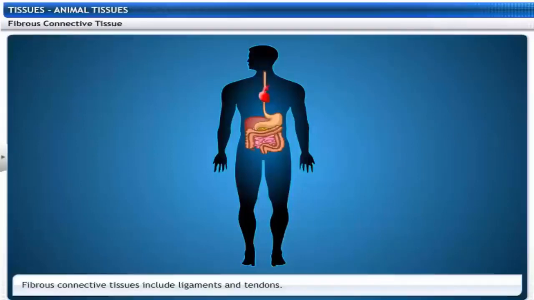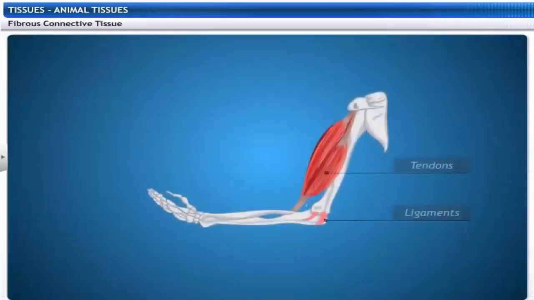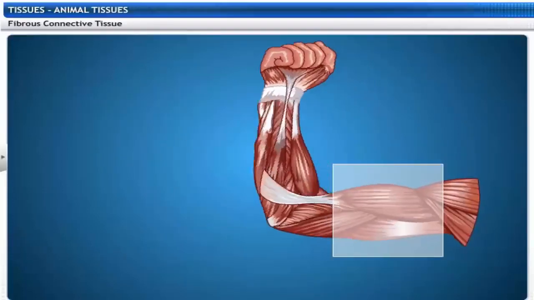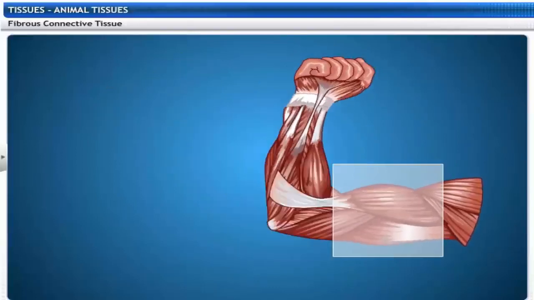These are fibrous connective tissue. They include ligaments that connect two bones. Ligaments are tough and elastic and provide strength and flexibility. Tendons connect bones to the muscles. Tendons are tough and non-elastic and provide great strength and limited flexibility.